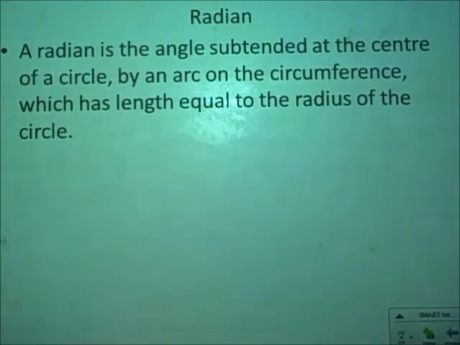Give me a minute to take that note down. I'll read it once more for the purpose of your notes. A radian is the angle subtended, S-U-B-T-E-N-D-E-D, at the centre of a circle. A radian is the angle subtended at the centre of a circle by an arc on the circumference which has length equal to the radius of the circle. Might not be very clear to you now, but we will try and clarify that explanation in a moment.